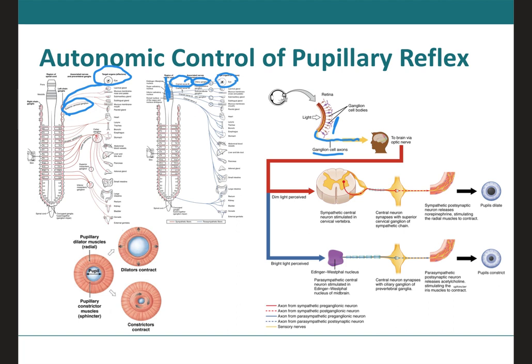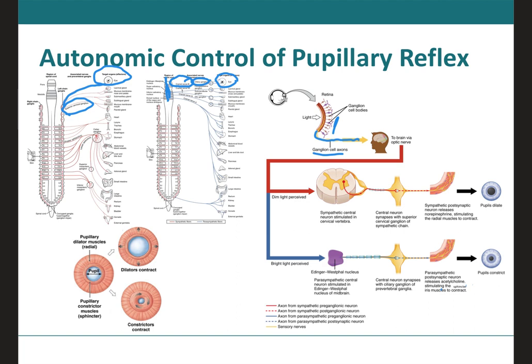The postganglionic fibers of either division will release the neurotransmitters onto the smooth muscle of the iris to cause the changes in this pupillary reflex. So norepinephrine will result in the dilation, and acetylcholine will result in the constriction. This depends on which path it will take. So it's either the sympathetic pathway or the parasympathetic pathway of activation.